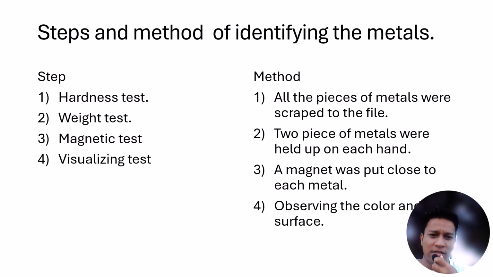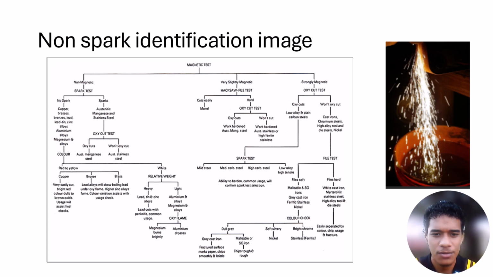The fourth test is the visualizing test. The visualizing test is just an observation of the color and the surface of the metal. Is the surface smooth or is the surface rough?